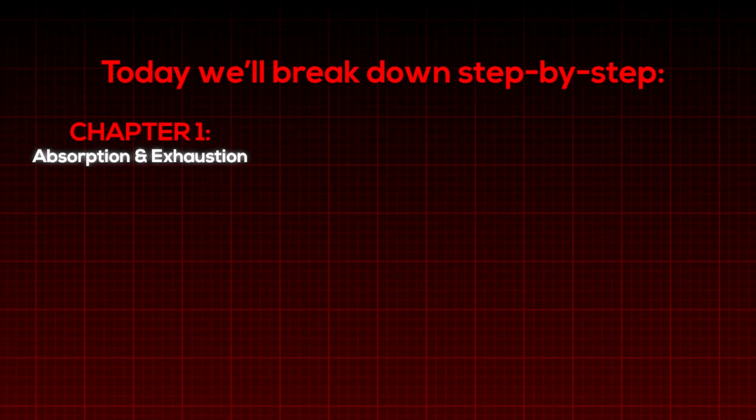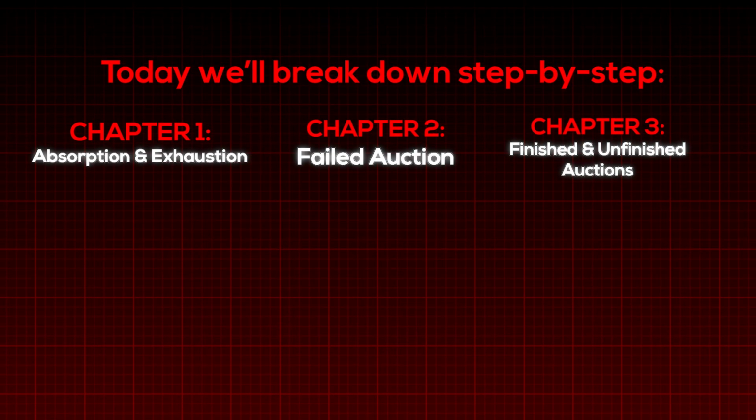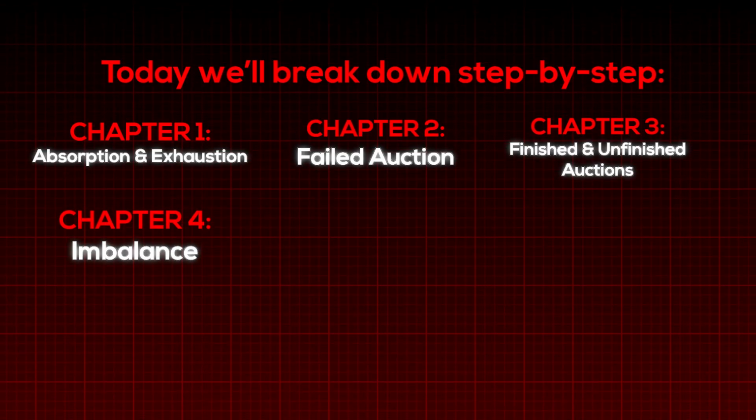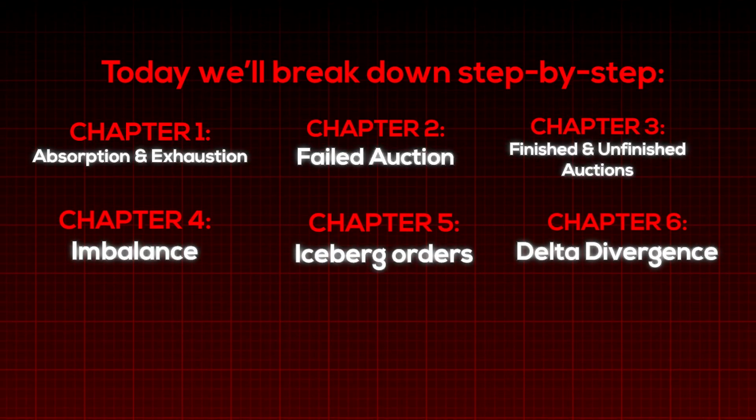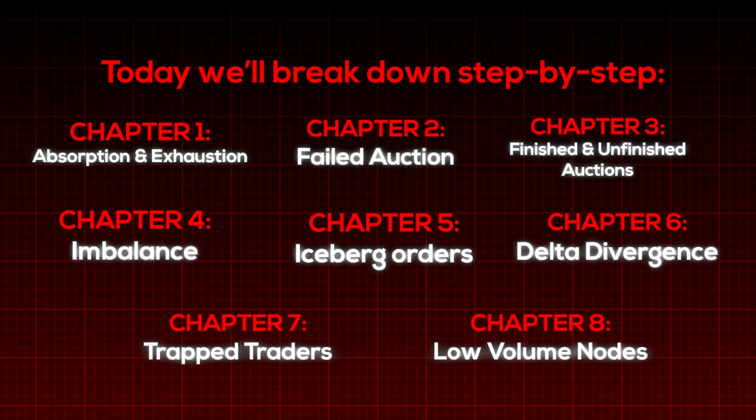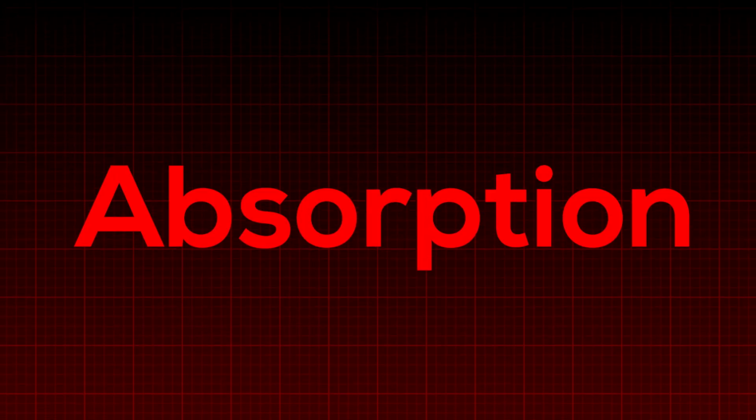Absorption and exhaustion, failed auctions, finished and unfinished auctions, imbalances, iceberg orders, delta divergence, trapped traders, and low-volume nodes. Let's begin. Let's start with absorption.